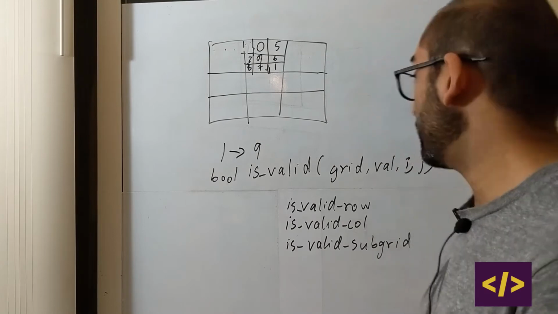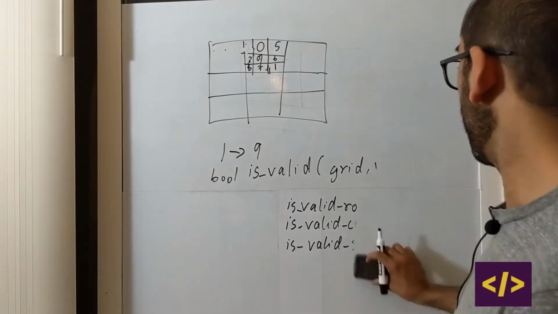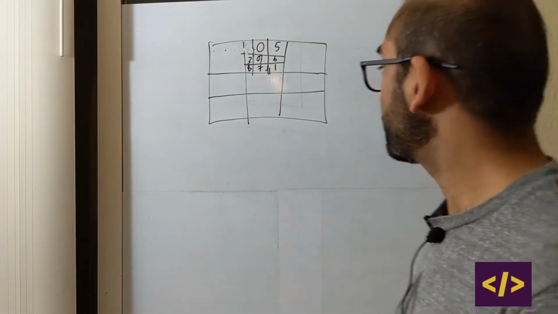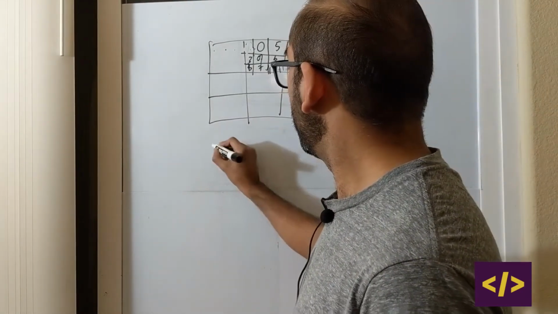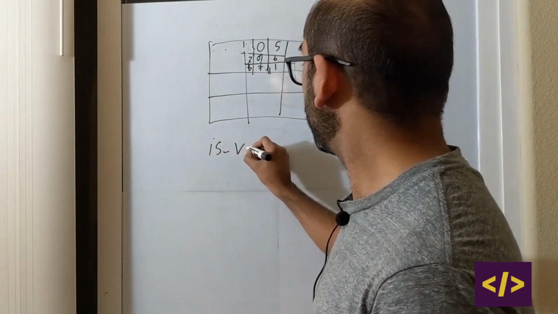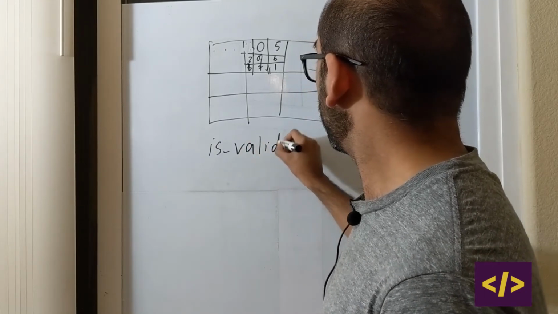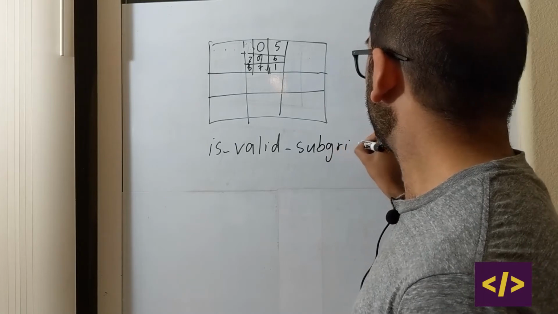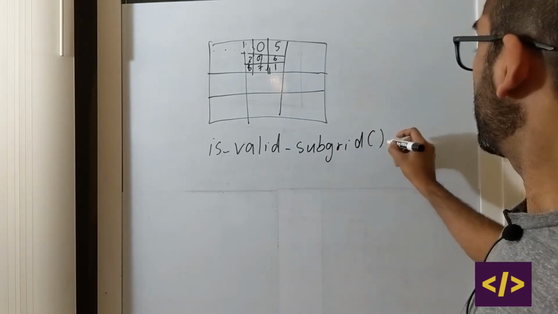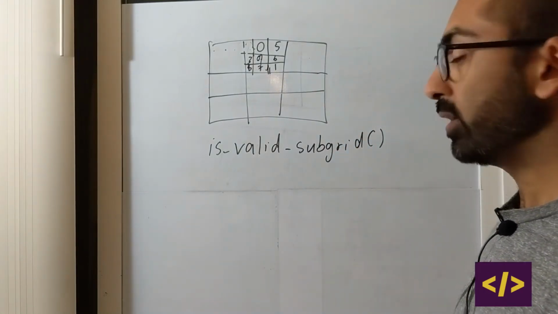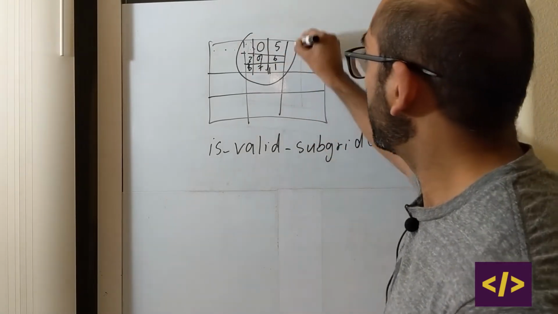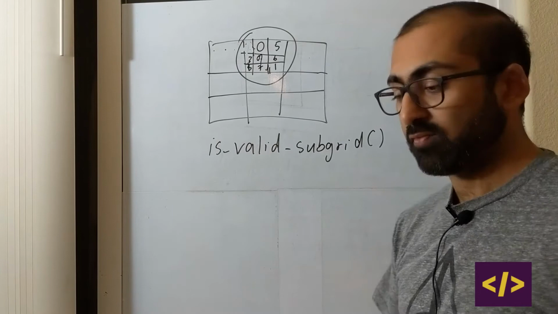And then finally is valid subgrid. Now this is something interesting that we can look into. I'm going to define this is valid subgrid. Let's look at that. So in is valid subgrid, we're going to check whether within a particular subgrid are those values valid.